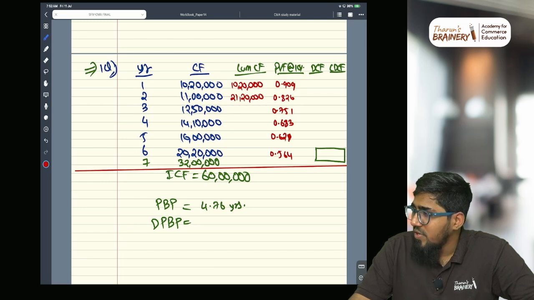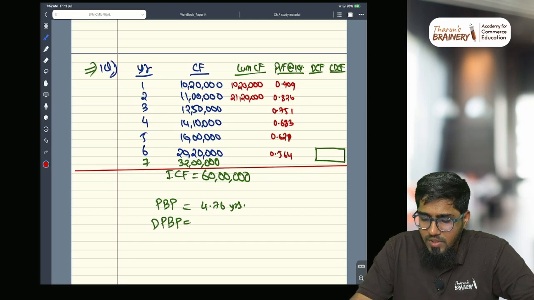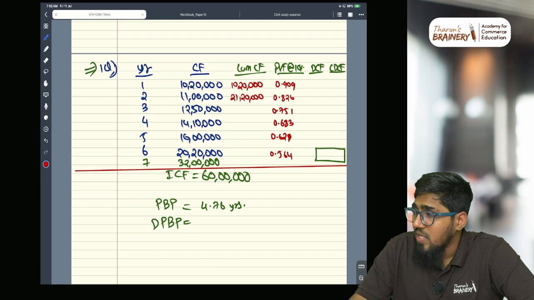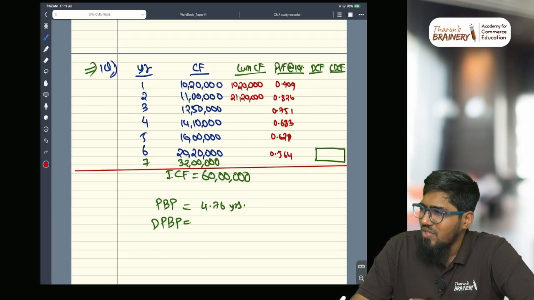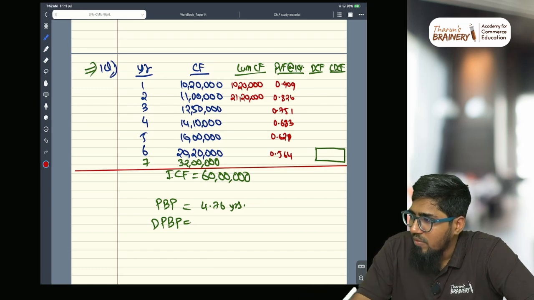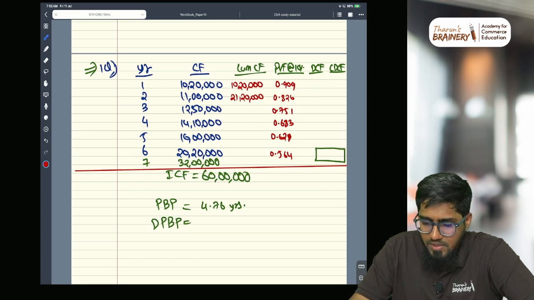So I'm getting 6.08 years if I'm including one more cash flow for 32 lakhs in the seventh year, just for the purpose of discounted payback period calculation alone. So how much is the answer that you're getting?